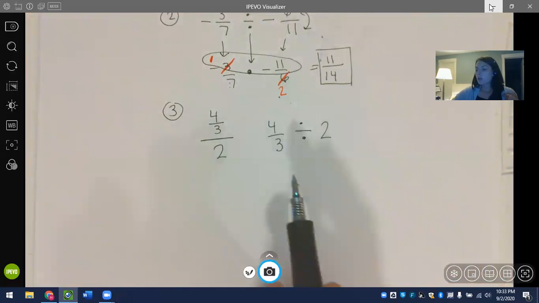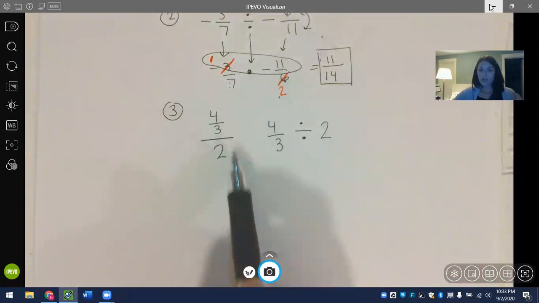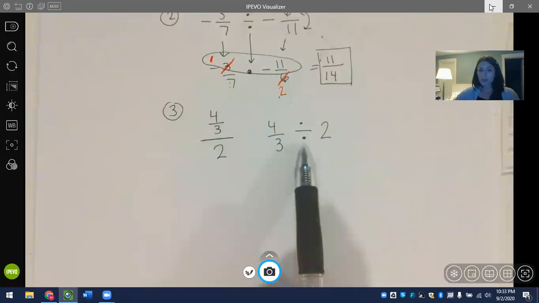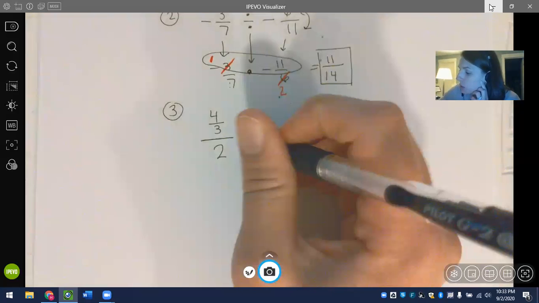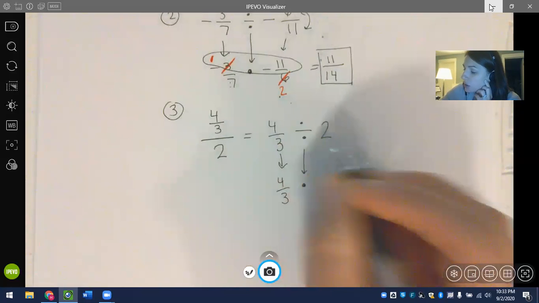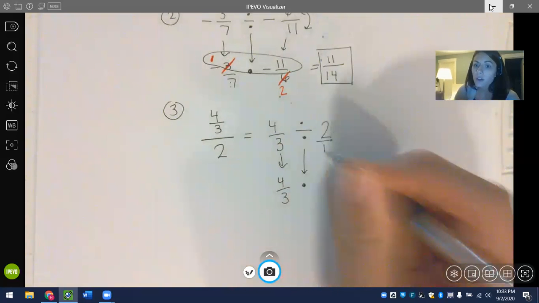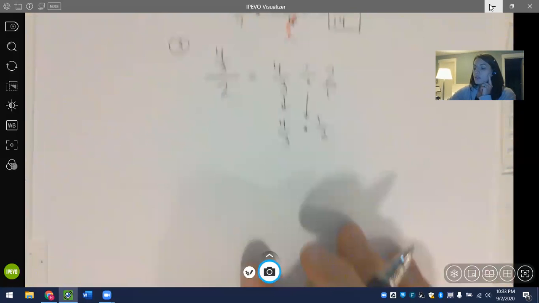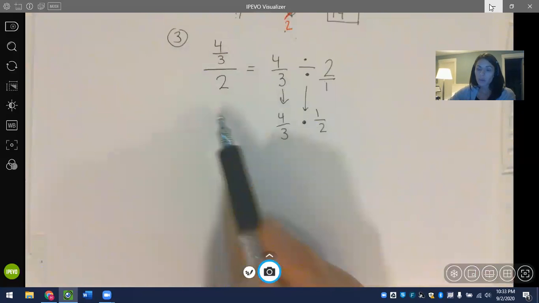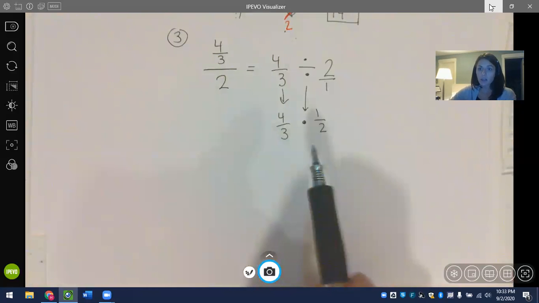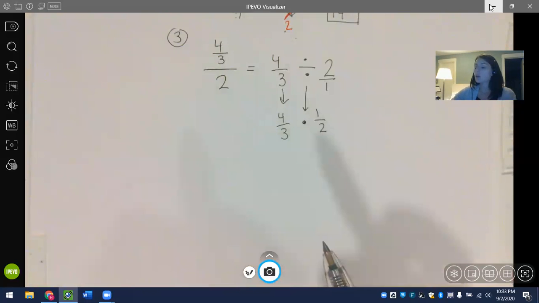Okay, I tend to, if I have a compound fraction here, a fraction within a fraction, I like to rewrite it with the division bar or with a division symbol instead. So now I'm going to keep, change and flip here. Well, 2 is like 2/1. So if I flip 2/1, it just becomes 1/2. So dividing by 2 is the same thing as multiplying by 1/2. And now that we wrote that and we can see that, that makes sense, right? Dividing by 2 is the same as taking a half of something or multiplying by 1/2.